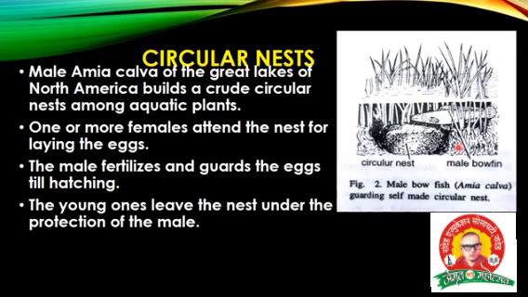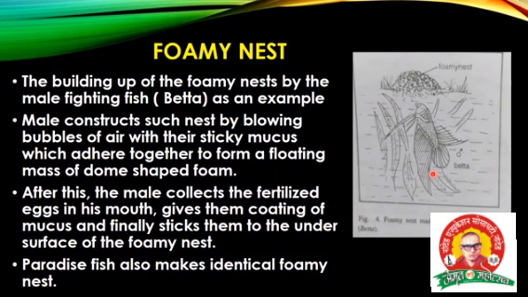The young ones leave the nest under the protection of the male. This is the important point, that is parental care. On my right hand side is the figure of the male bowfin, Amia calva, guarding the self-made circular nest. Guarding, protection, or parental care by the male in the circular nest. Next example, the foamy nest.